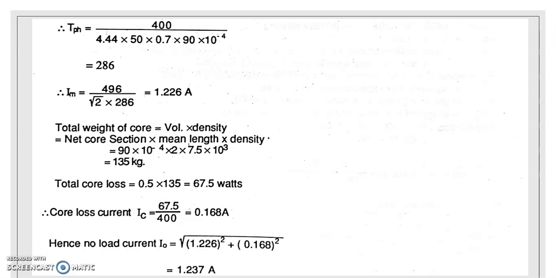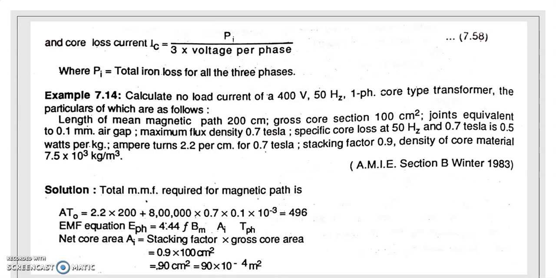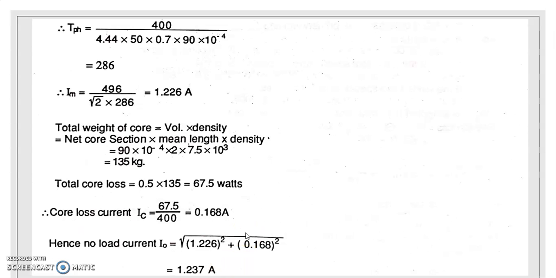Now just putting in the values: EPH is 400, 4.44, frequency 50 Hz, BM is given as 0.7, and AI we calculated here, and we have to calculate TPH. Adjusting this equation for TPH, by putting in the values we will get 286. For the RMS value, IM is nothing but AT upon √2 into TPH, that is we will get 1.226 ampere.